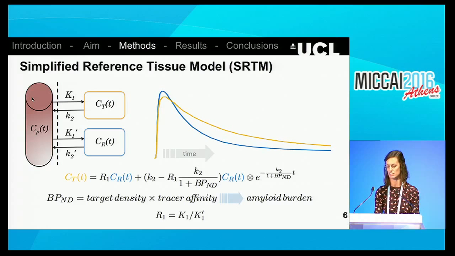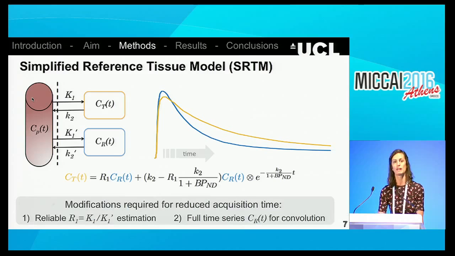So if we want to apply this model to reduced acquisition time data, there are two modifications that we need to perform. Firstly, we need a reliable estimate of our R1 parameter, because it's our early data which is dominated by this delivery information, and in this case, we're taking the last 30 minutes. And the second modification is that we need to have the full time series for the reference region curve in order to compute our convolution.